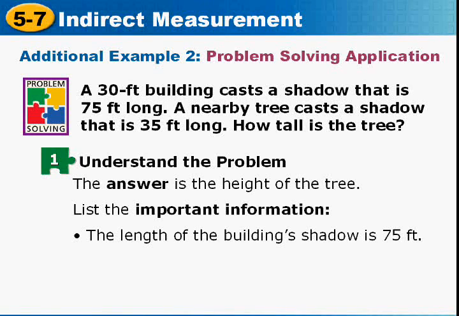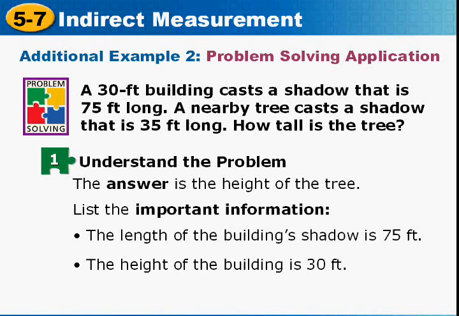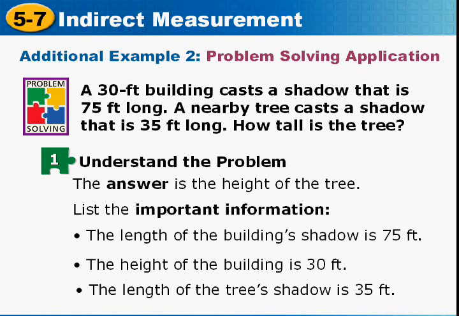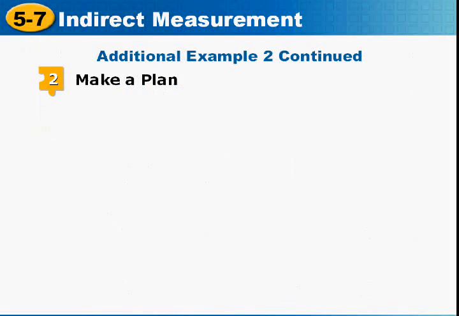First, we list the important information. The length of the building's shadow is 75 feet. The height of the building is 30 feet. The length of the tree's shadow is 35 feet. That's the information that we have. So with that information, we're going to make a plan.